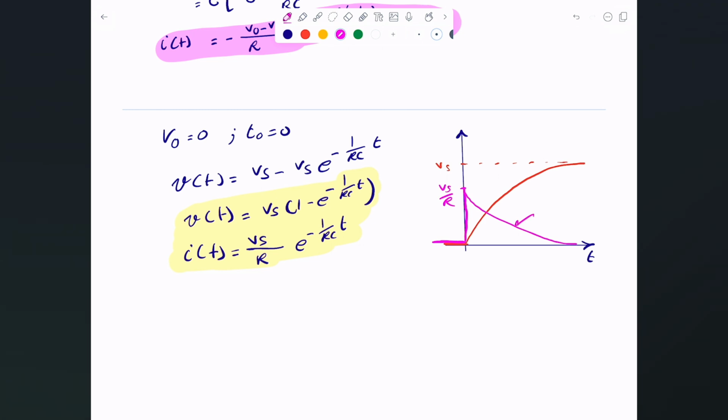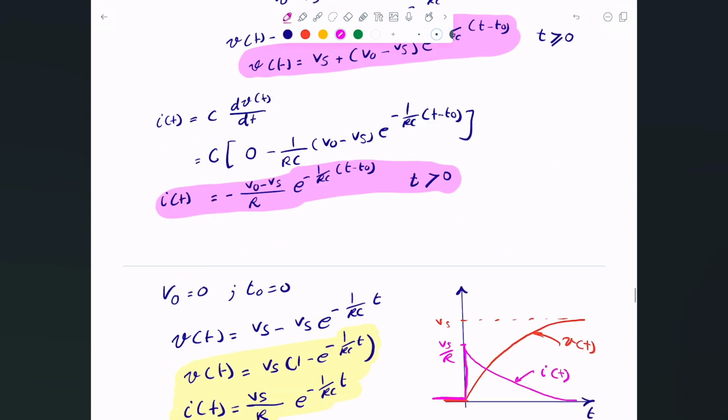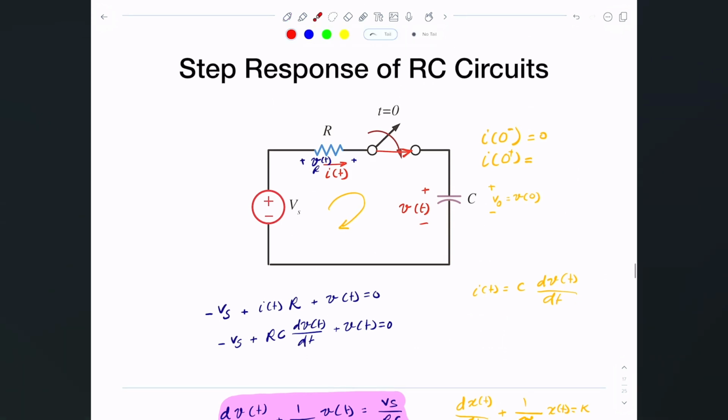So this is the current, and the other one is simply the voltage across the capacitor. And it makes sense. If you think about it, we closed the switch, the capacitor got charged, and once it reaches a certain value, that's it, the current stops and the capacitor acts as an open circuit. That's what we have.